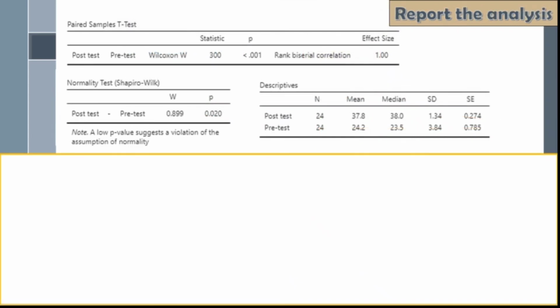This analysis report follows the APA format. Don't forget to change the title of the table from Paired Samples t-test to Wilcoxon's signed rank test. Provided with the tables of results for inferential statistics, descriptive statistics, and the assumption for normality test, this is how you should report the analysis in order. Take note of the terms in blue font and the format of reporting values in red font.